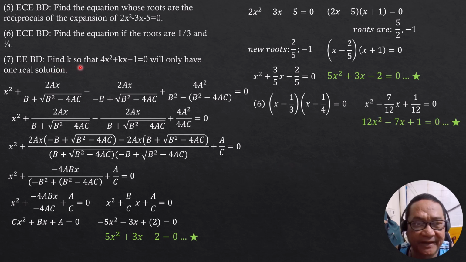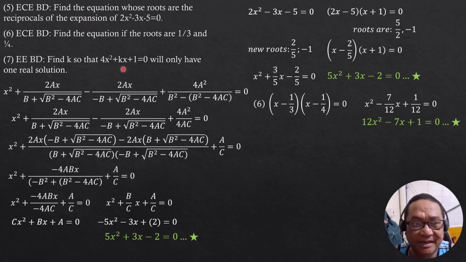And finally, find k, so that for x squared plus kx plus 1 equals 0, we'll only have one real solution. So the technique is, for it to have one real solution, the trinomial should be a perfect square trinomial. And that is, the discriminant of this quadratic equation is 0.